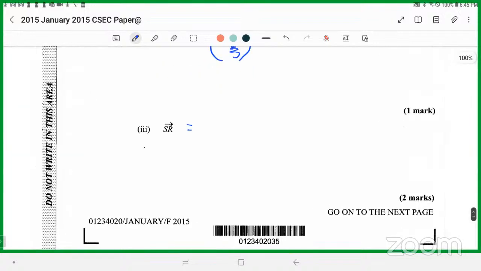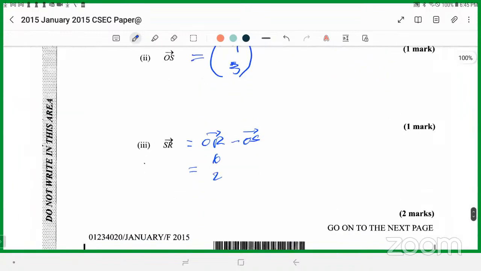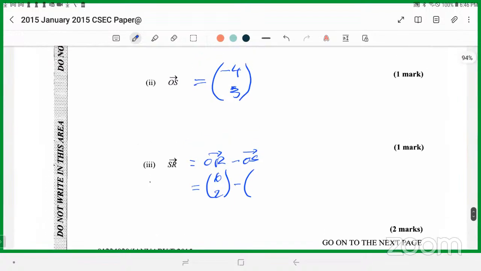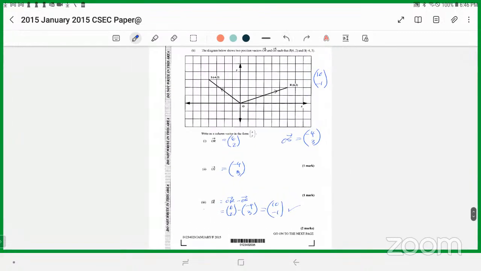So SR is O times the last, this is the last, minus O times the first, OS. The OR, remember, is 6, 2, minus the OS is -4, 3. So 6 minus becomes a plus. 6 plus 4 is 10. And 2 minus 3 is -1. Good. So I can be happy with that answer because it corresponds with what the graph is showing me. 10 to the right, 1 down.